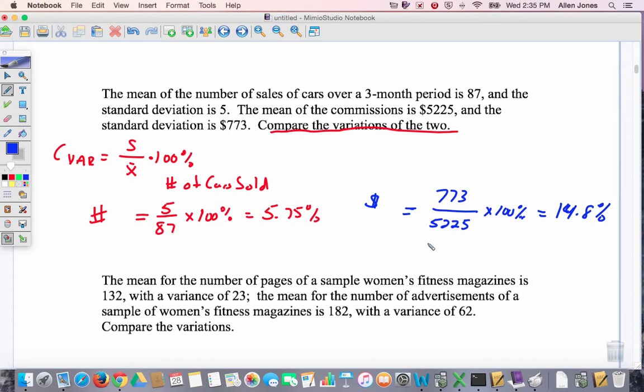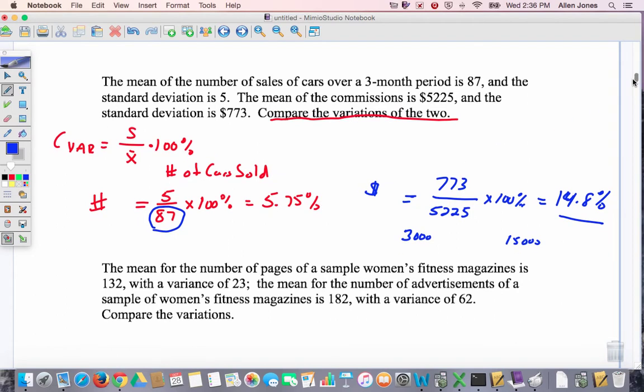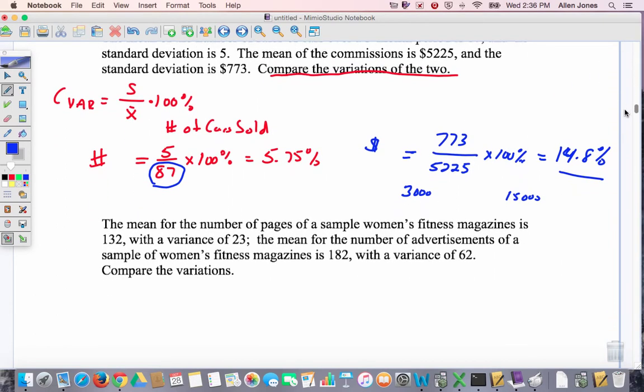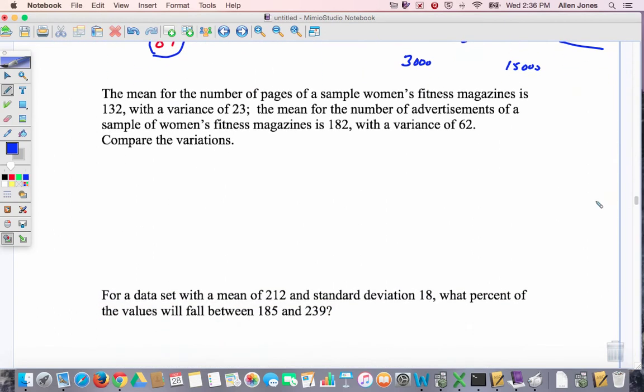Okay, one salesman might have made $3,000 in commission. Another one might have made $15,000 in commission. They're more spread out because this coefficient of variation is larger, where most of our salesmen are all pretty closely grouped around 87 sales per month. Not going to go too far away from that because 5.75 is our coefficient of variation. It's considerably smaller than the previous one. Let's see that one more time.